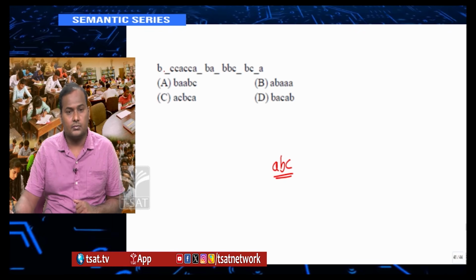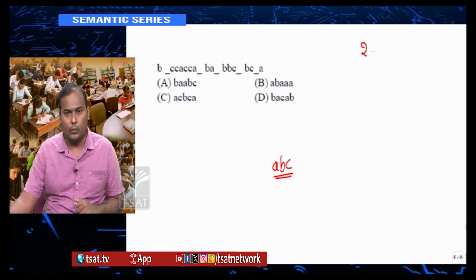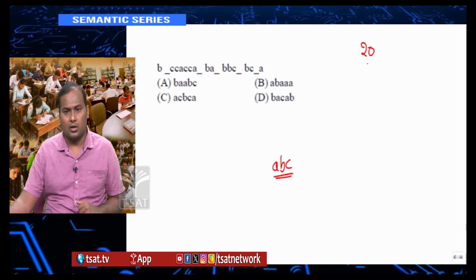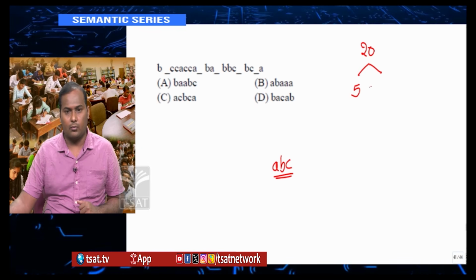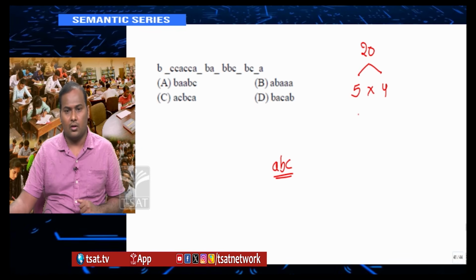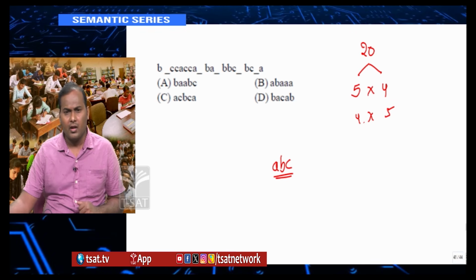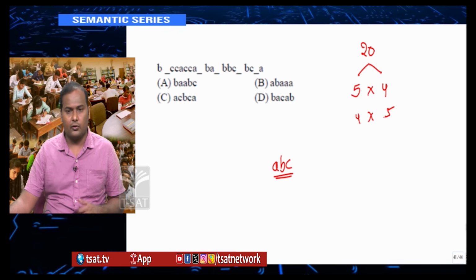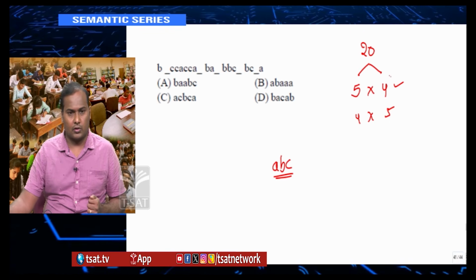So now see here, total how many letters are there? Count it. Total 20 letters are there. So how can I divide these 20 letters? I can divide like 5 blocks repeating 4 times or 4 blocks repeating 5 times. Again, 4 blocks repeating 5 times will give more repetitions. So I will start with 5 blocks repeating 4 times.